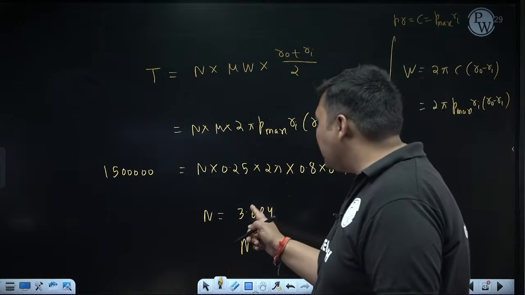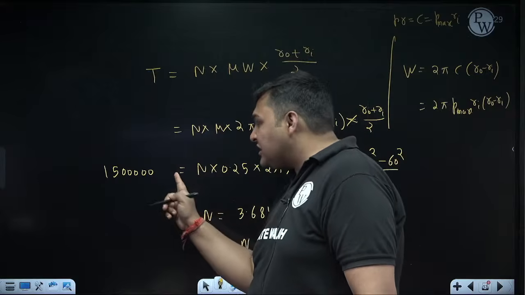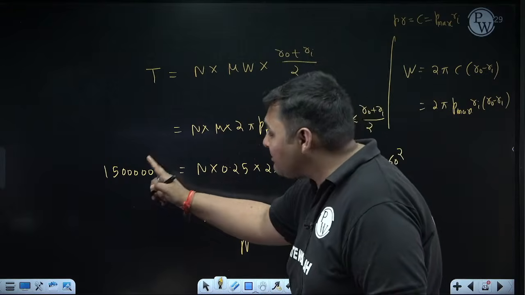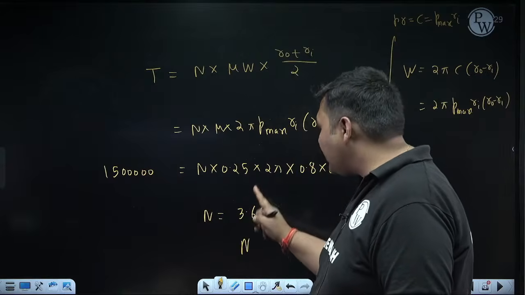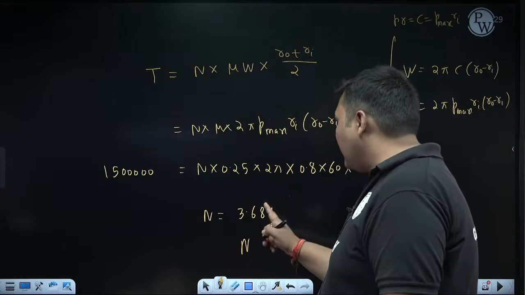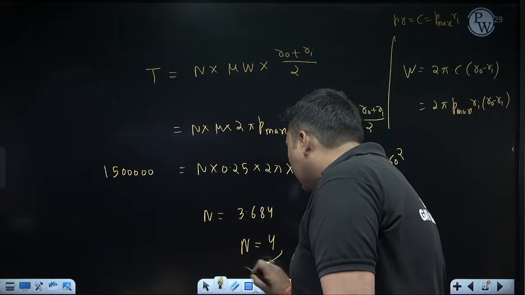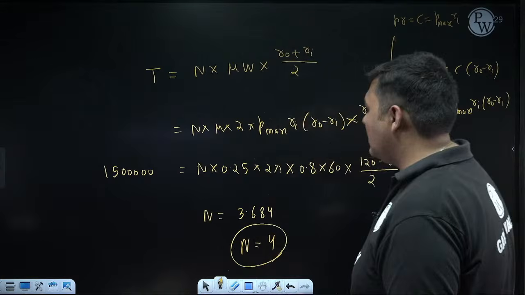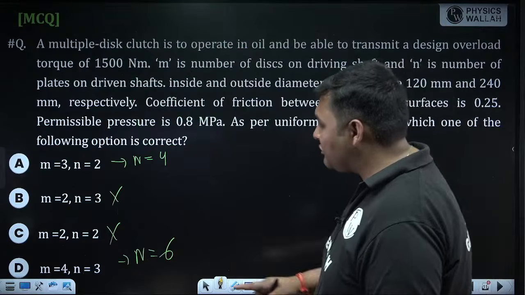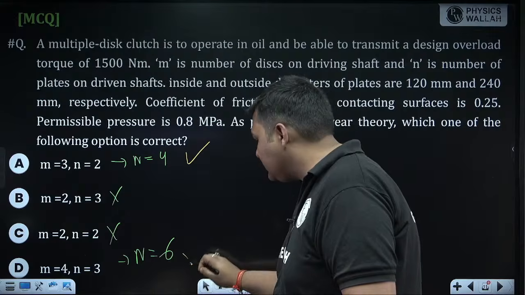Okay. Because see, if we take less than this, suppose you are taking 3, so torque transmitting capacity will be less than 1500, but I want the torque transmitting capacity, this is the minimum requirement. So that's why whatever number of pairs of contact surfaces I take, I will take more than this. So the next greater value is 4. So first I will take N equal to 4. Now see, is N equal to 4 possible or not as per options? So as per option A, N is equal to 4. So A is correct, D is incorrect.